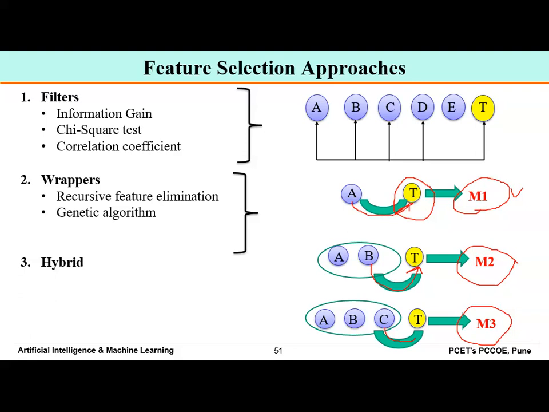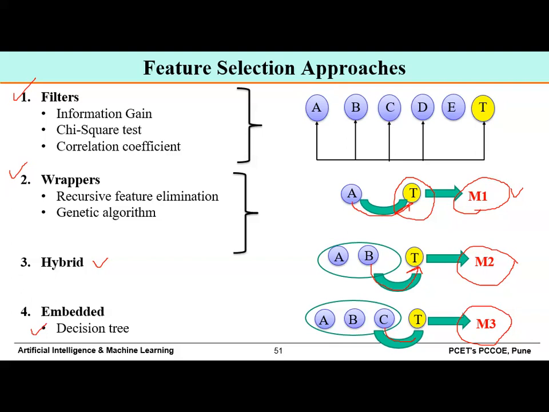Third one is hybrid approach. When we come across a word like hybrid approach, then it's a combination of different approaches. So here when we talk about hybrid approach, then it is a combination of filtering approach and wrappers approach. Then the next type is embedded approach. In that case, decision tree is a model, and that we already discussed in our previous classes.